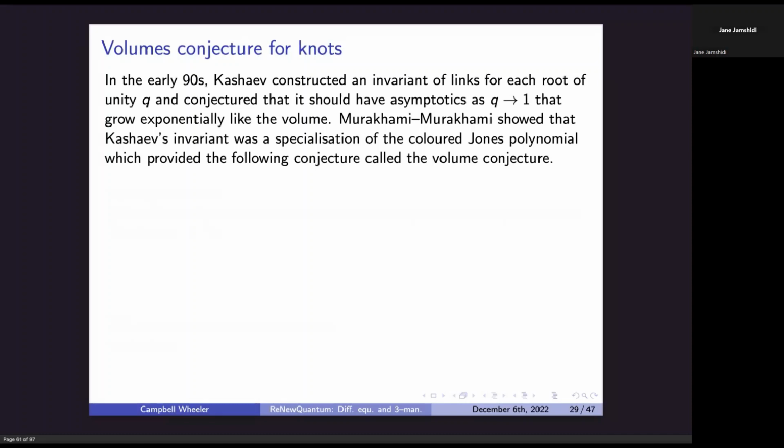Okay, so that's sort of the original version. And then in the mid-90s, Kashaev constructed an invariant for links. And the way that he constructed the invariant made it very suggestive that the asymptotics of his invariant, so it's an invariant that takes in roots of unity and spits out numbers, and the way he constructed it made it look like it should see the volume in the exponential.